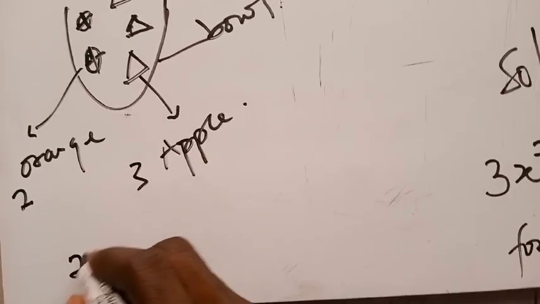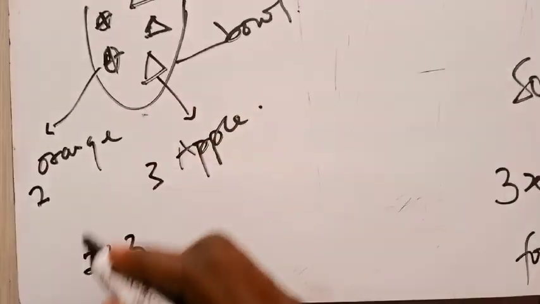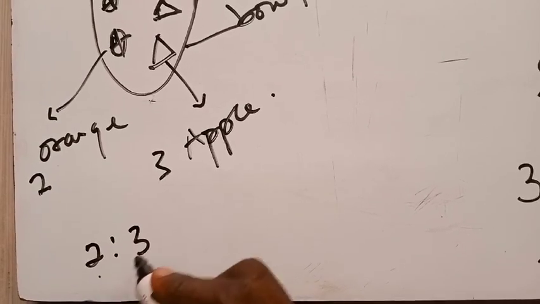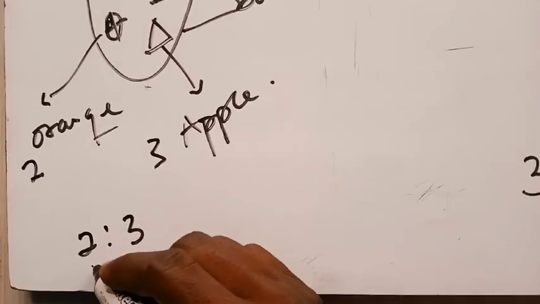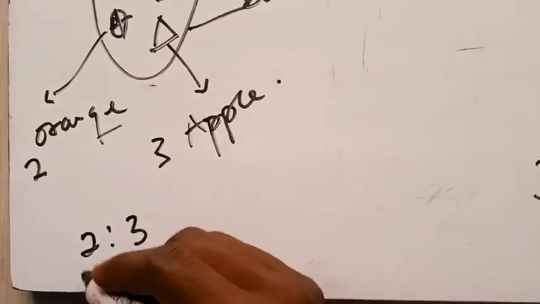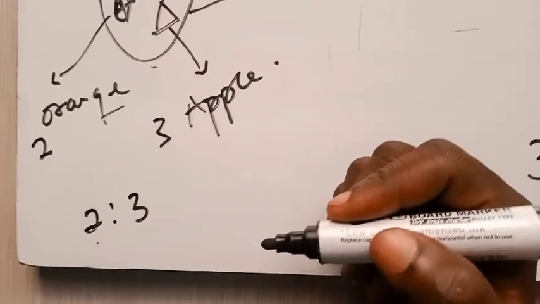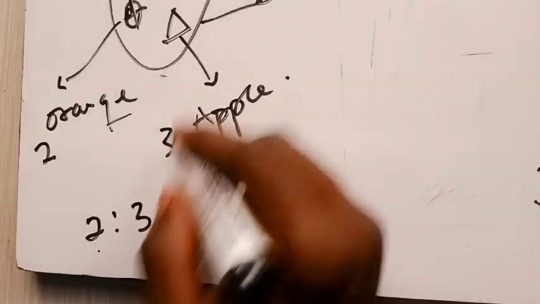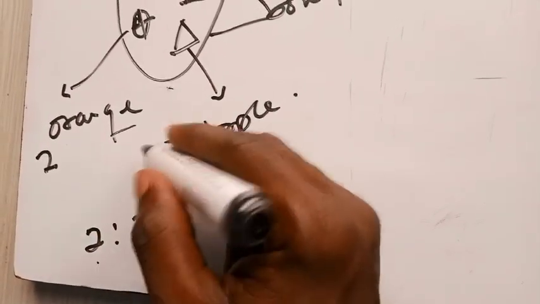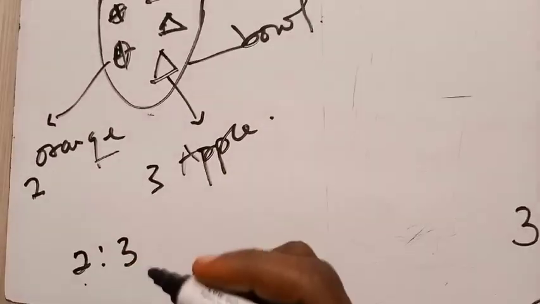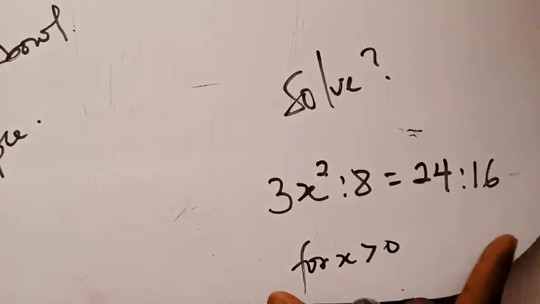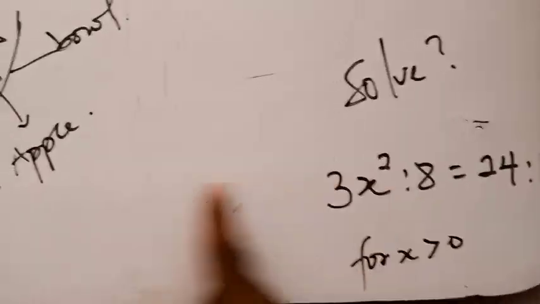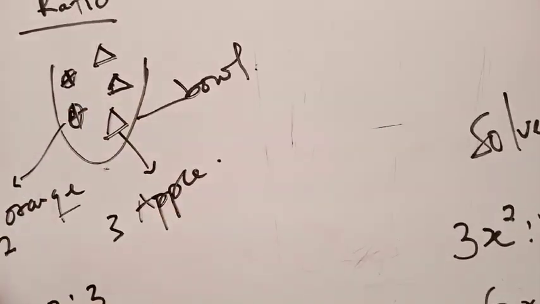So what are we doing? We are doing comparison by saying that this bowl has two oranges to three apples, right? So two is to three. Two is to three. Is that okay? That is just a very simple comparison that we are dealing with here. Once we have a fair idea of how a ratio works, we can easily solve questions that go like this. How can you do this if you don't understand the basic way of doing it?